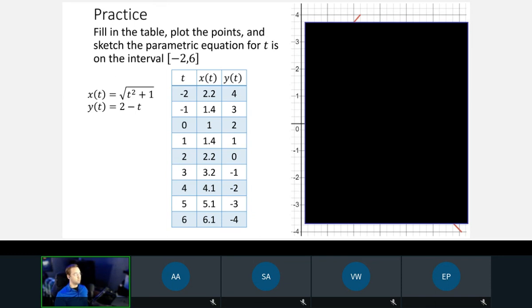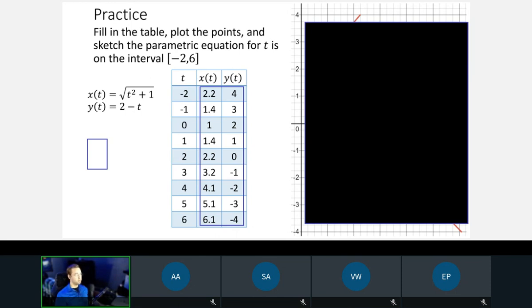Next, we are going to plot these points. So remember that the t value is only used for deriving the table. Once you derive your table, you have your x and y, and that's your ordered pair: 2.2, 4; 1.4, 3; 1, 2; 1.4, 1; and so forth.